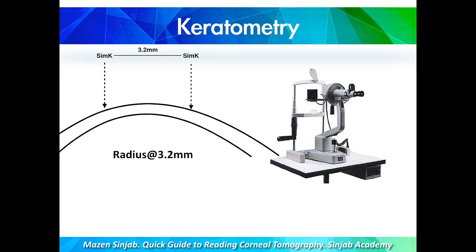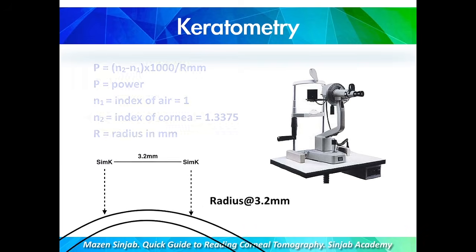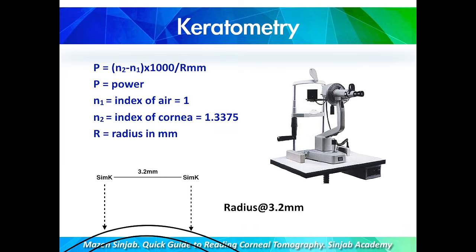Starting with keratometry. The keratometer measures the radius of curvature of the measured point and then applies the equation P equals N2 minus N1 multiplied by 1000 and divided by R in millimeters, where P is the power of the measured point, N1 is the index of air, which is 1, N2 is the index of the cornea, which is considered by the keratometer to be 1.3375, and of course this is the old wrong index, and R is the radius of curvature in millimeters. The keratometer measures the K readings at the ring of 3.2 millimeters in diameter, so at the ring, not inside the ring. So it does not measure a zone, it measures the ring.